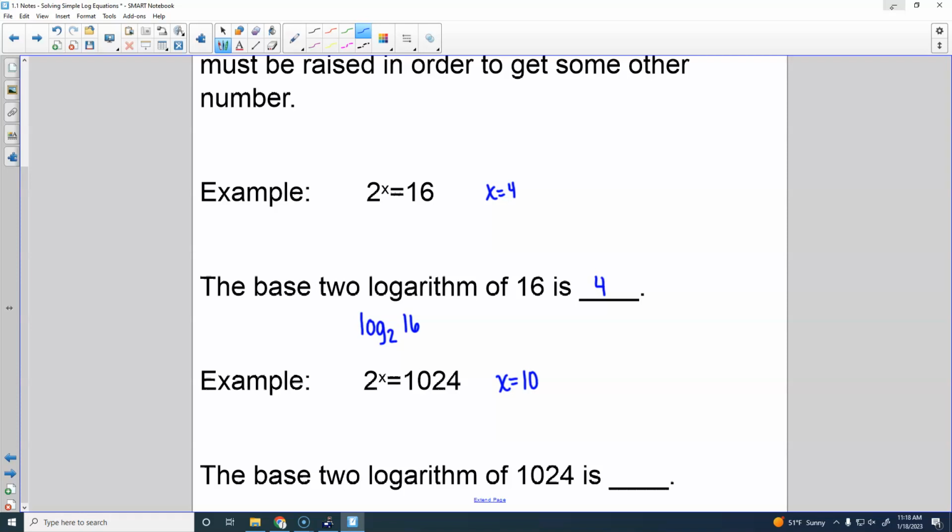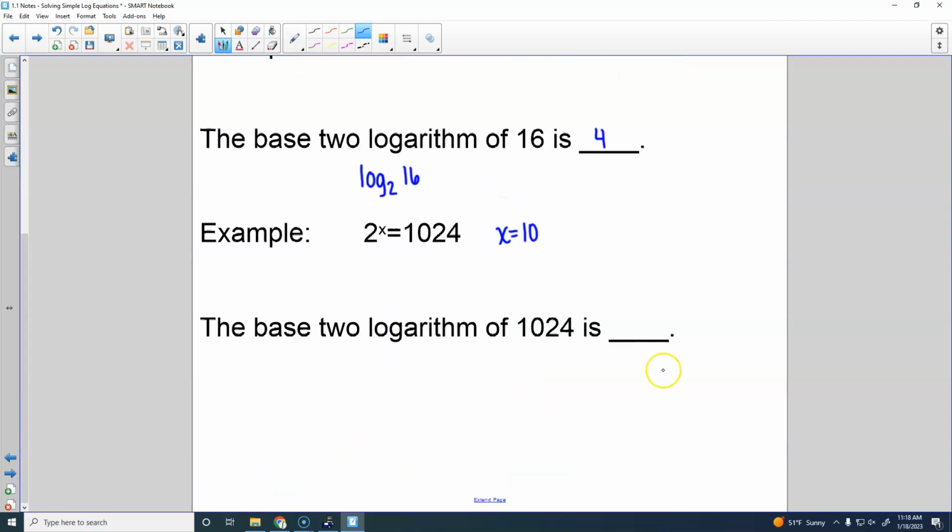So this is 10. So this would be the base 2 logarithm of 1024 is 10. So that's written this way, log base 2 of 1024 equals 10.